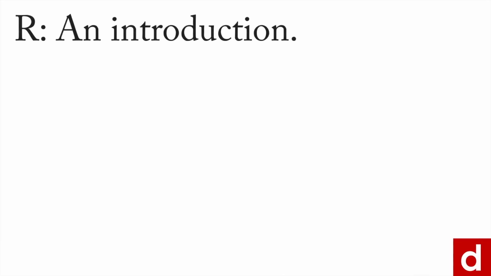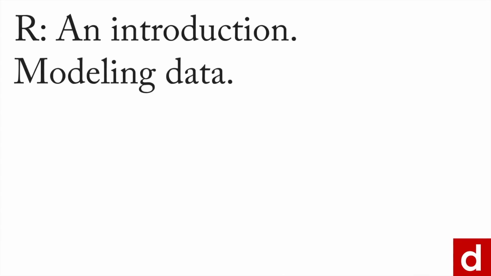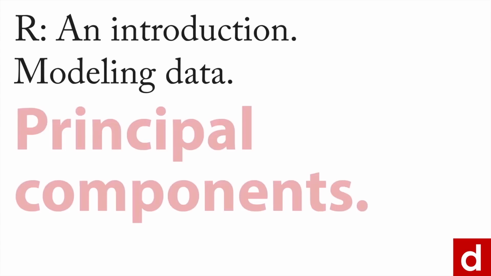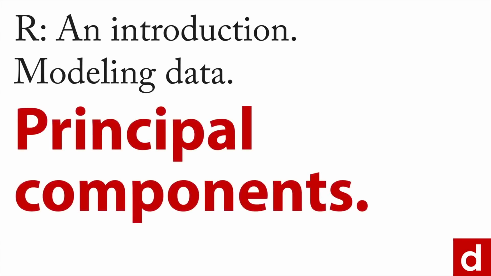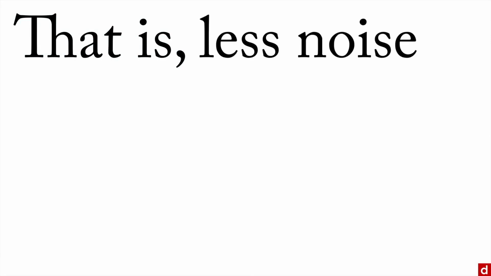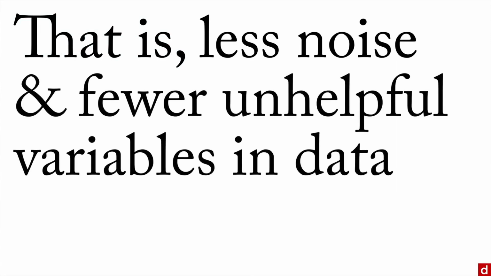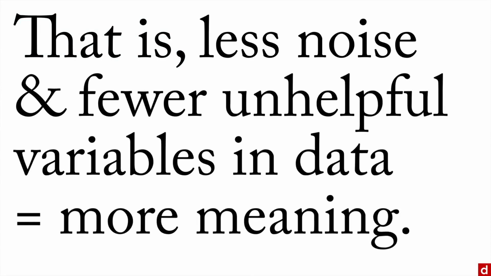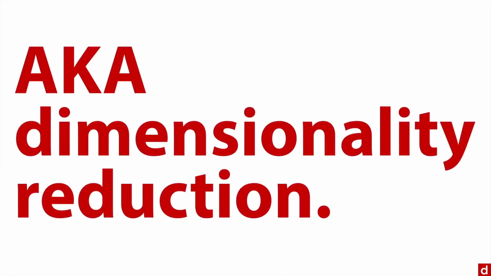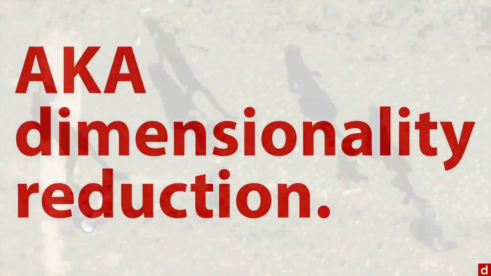As we go through our very brief introduction to modeling data in R, another common procedure that we might want to look at briefly is called principal components. And the idea here is that in certain situations, less is more. That is, less noise and fewer unhelpful variables in your data can translate to more meaning. And that's what we're after in any case. Now, this approach is also known as dimensionality reduction. And I like to think of it by an analogy.